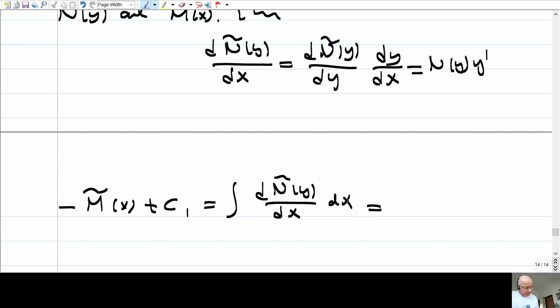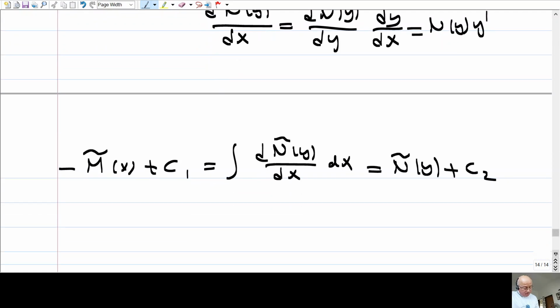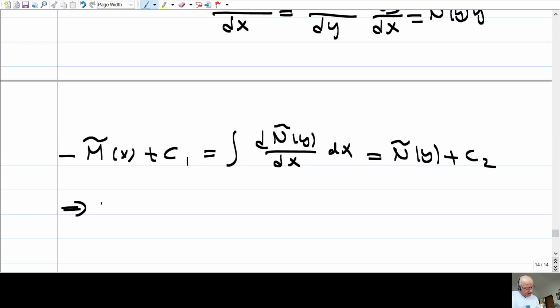Okay, and this is nothing but this, of course, plus c2. So what we get is then ñ(y) plus m̃(x) equals c2, or c1 minus c2.